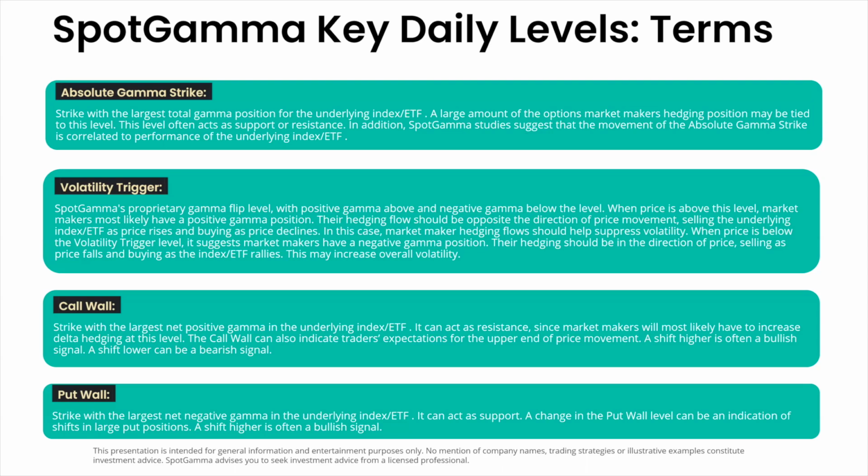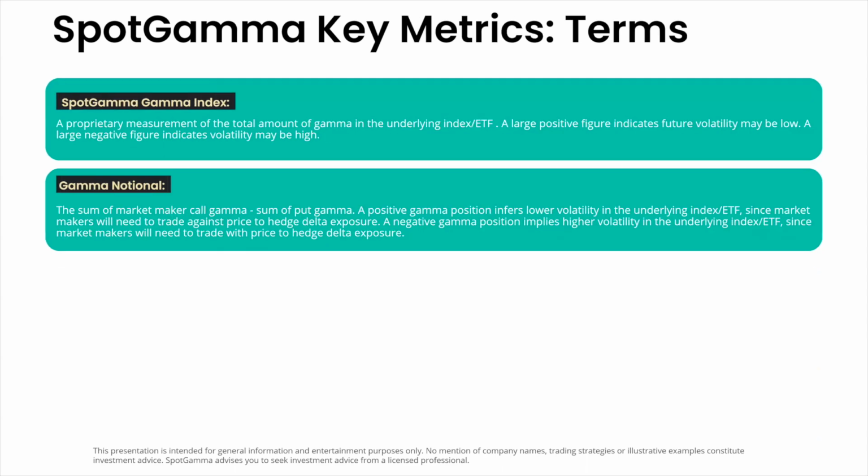The call wall is the strike with the largest net positive gamma. It can act as resistance, since market makers will most likely have to increase delta hedging at this level. The put wall is the strike with the largest net negative gamma. It can act as support. The SpotGamma Gamma Index is a proprietary measurement of the total amount of gamma in the underlying index or ETF. It generally ranges from -4, that's high volatility, to 4, low volatility. Gamma notional is market maker's position on the gamma curve. A positive gamma position infers lower volatility.